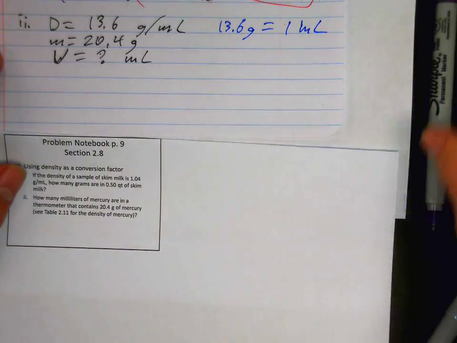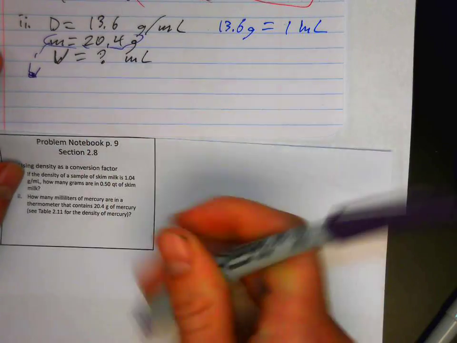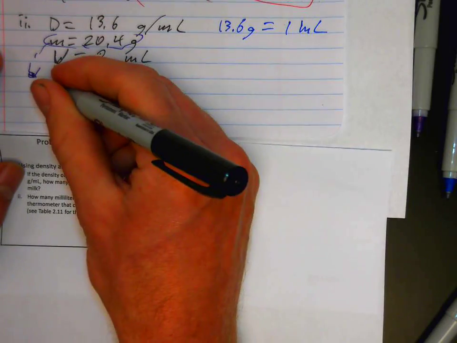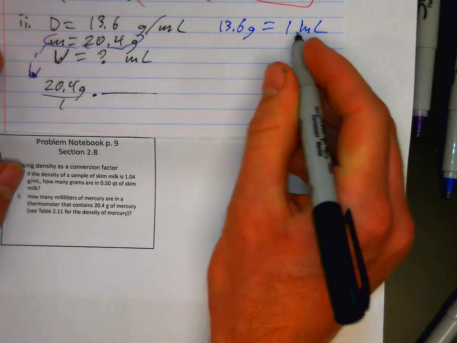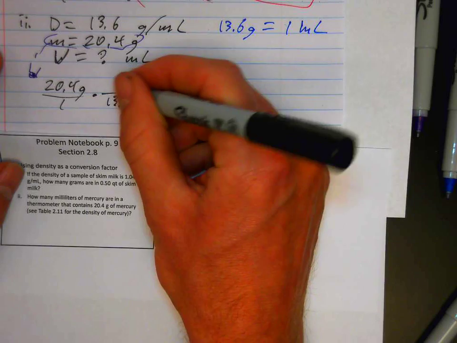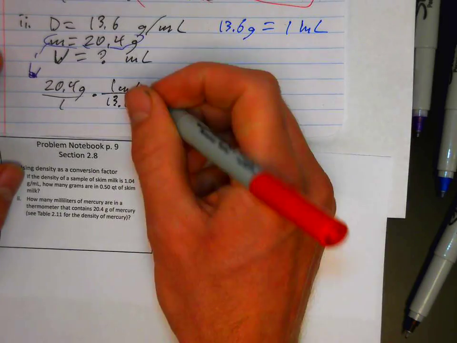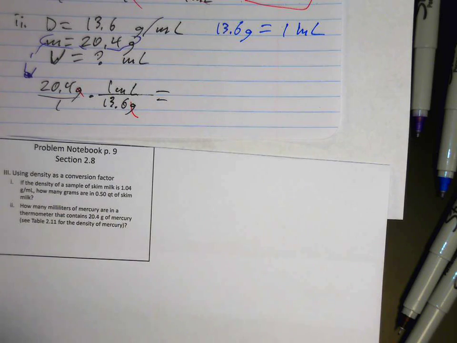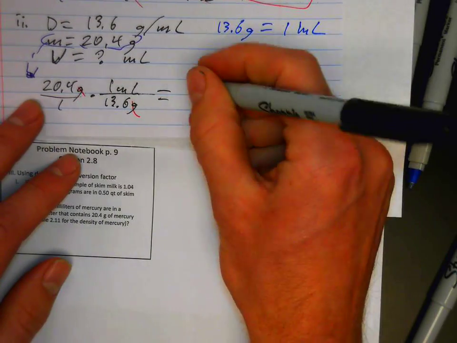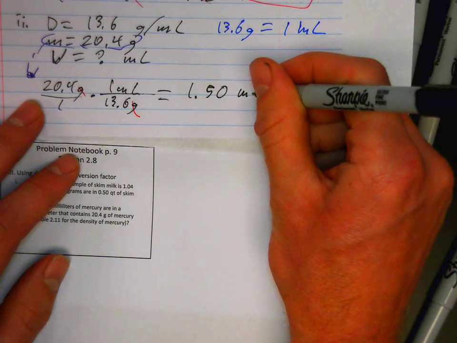We're going to start with our given value. That would be this one here. The one that's not a ratio is easier to start with. And so we have 20.4 grams. Place that over 1. Use our ratio: for every 13.6 grams, there's 1 milliliter. And so we're ready to cross out units and calculate. Just 20.4 divided by 13.6. And so that gives us 1.5, and to 3 sig figs, add a 0: 1.50 milliliters.